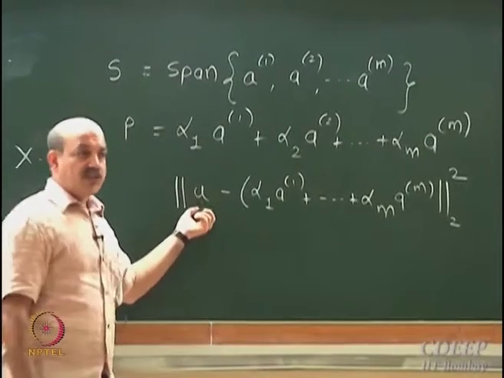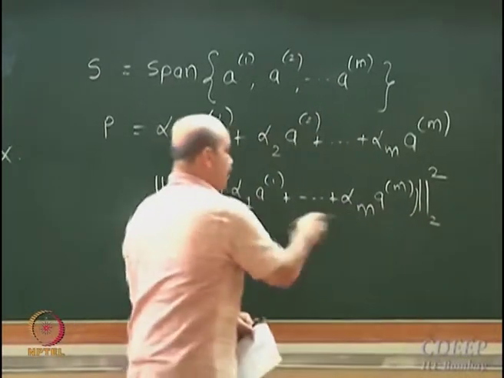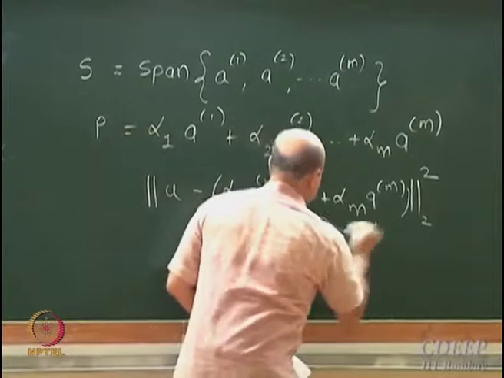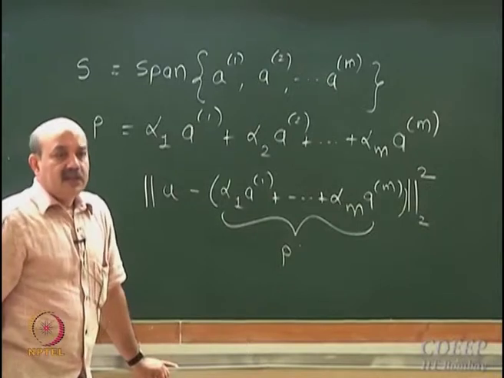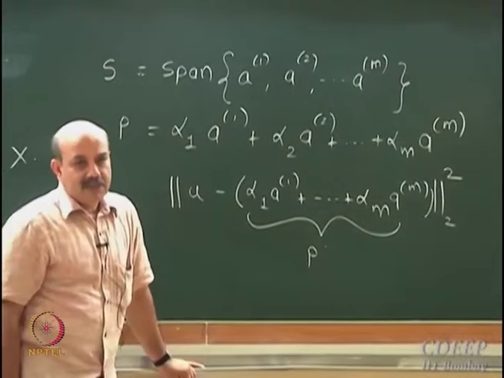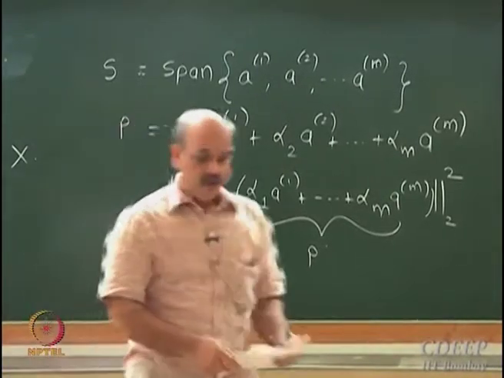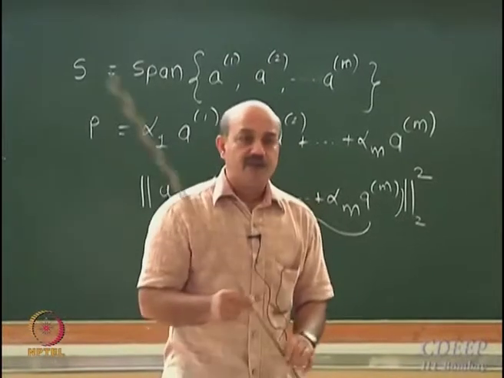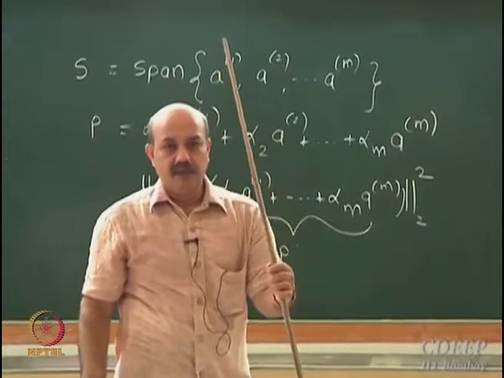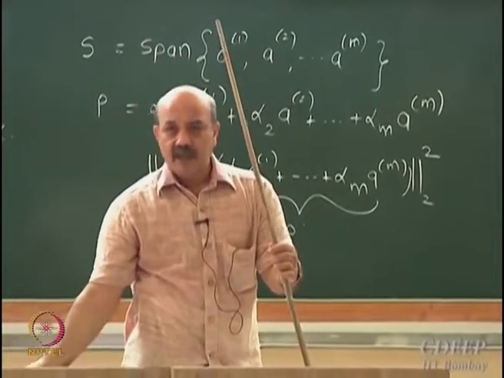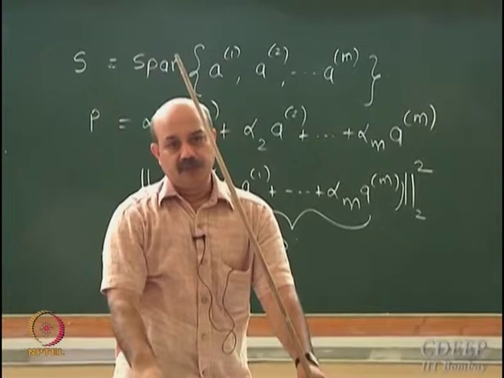u is the original vector in X. This P here is the projection, and we want to find a vector P that belongs to the subspace S, which is at a minimum distance from u. It's not different from this: this is my plane, a 2-dimensional subspace, and this is a point. The shortest distance of this point is obtained by dropping a perpendicular.